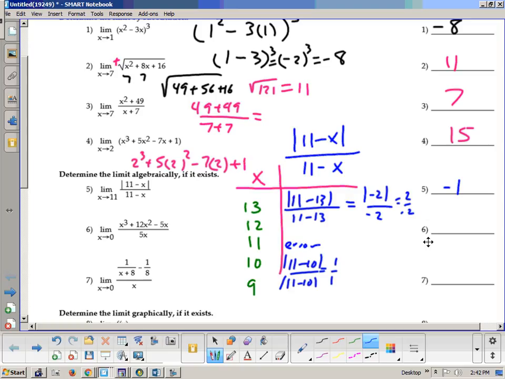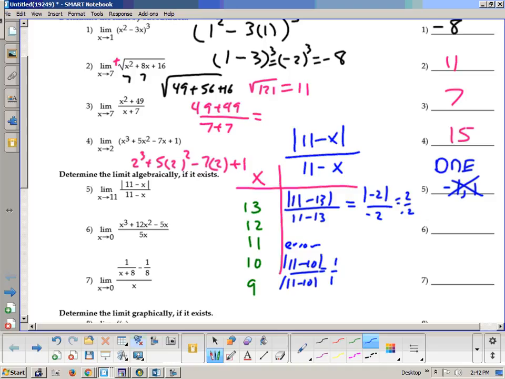Did I put a 1 here? That's wrong. So the limits don't equal each other, so it does not exist. Sorry about that. One side is negative 1, the other side is 1. It does not exist. Or no limit. Number 6.